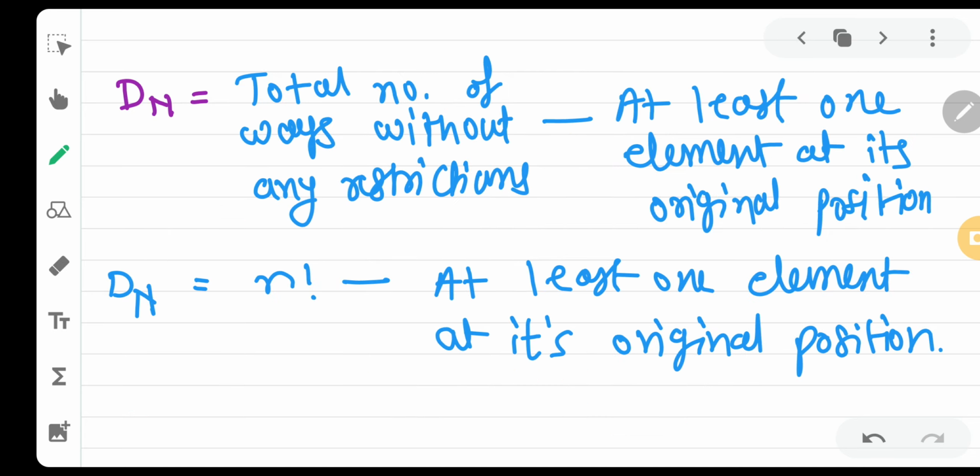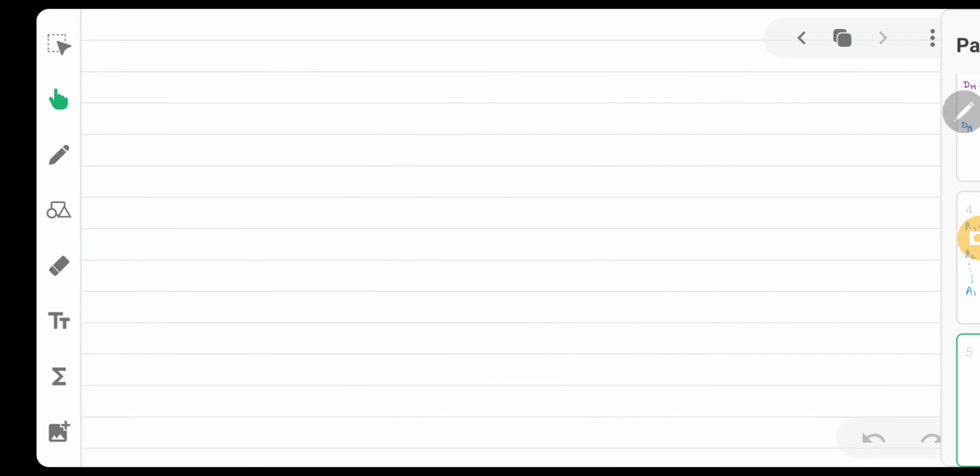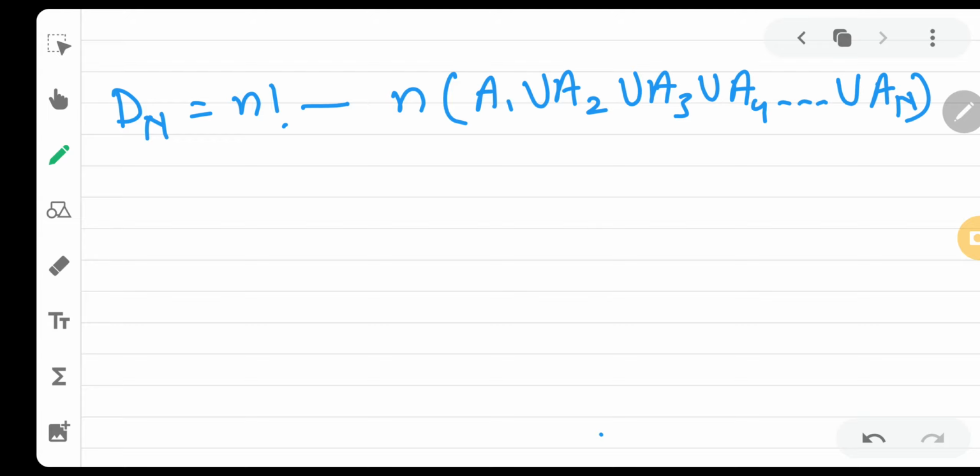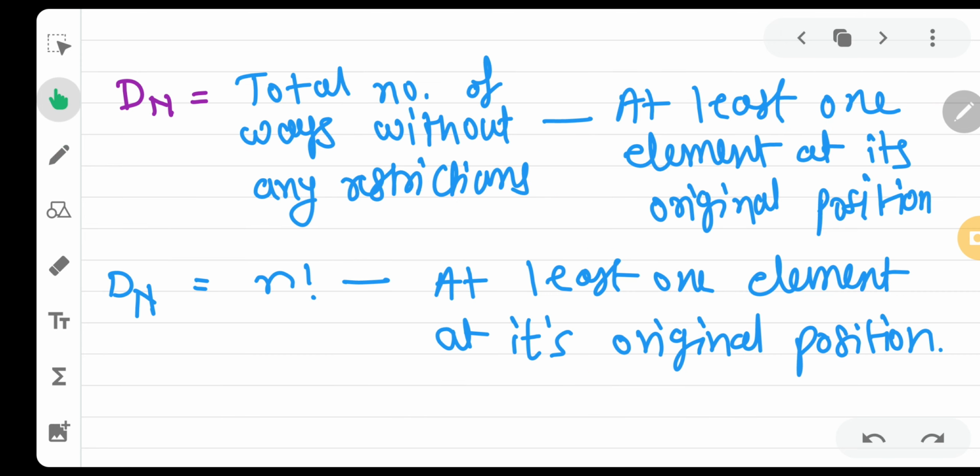Okay. Now we have said at least one element is at its original position. What does that mean? So d of n would be equal to n factorial minus number of A1 union A2 union A3 union A4 and so on union An, right? So are you getting it? At least one element at its original position.